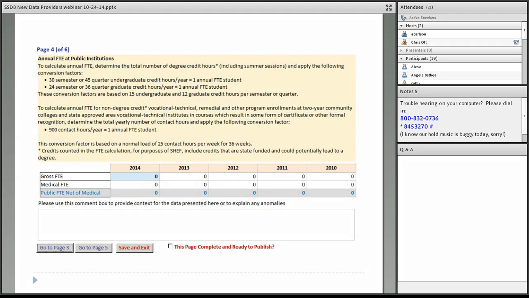So we asked for the gross FTE, and then again, keeping everything consistent, we want to then know your medical FTE that corresponds with the tuition revenue you just reported on page 3. Report that here, and we will back that out to get to the public FTE net of medical.